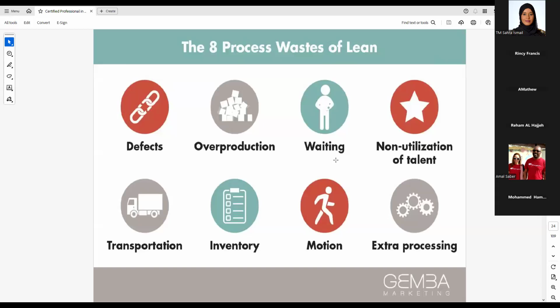Let's say in the example of the discharge process, we have diabetic educators and we have diabetic patients, but we don't call them to give the education on the management of diabetes and so on. So that is non-utilization of talent. We have the talent, but we did not utilize it for this specific patient population, for example.